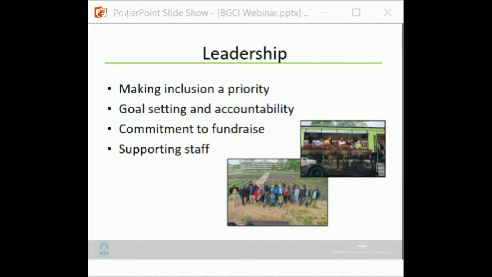Leadership, especially over the last 10 years, has strongly supported inclusion goals, and they did make a commitment to fundraise for the programs I've shared with you today. They formed and instituted the policies and we have asked staff to set goals for increasing diversity, and we hold staff accountable for meeting those goals.